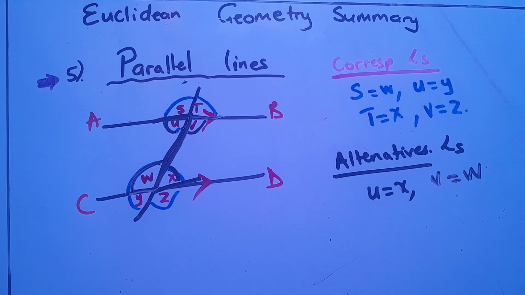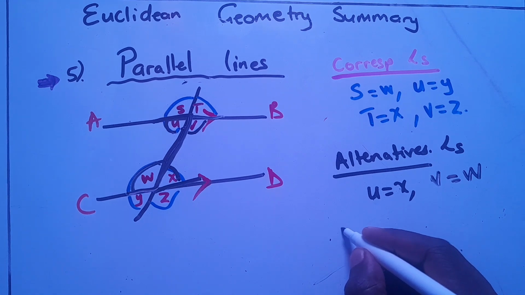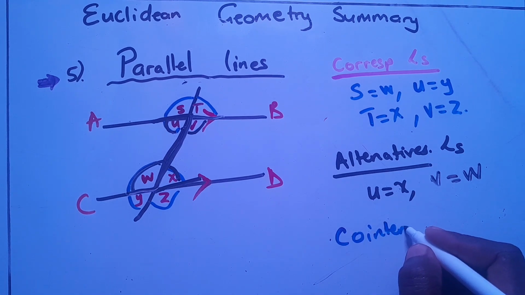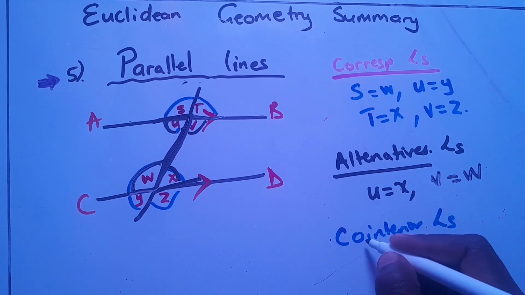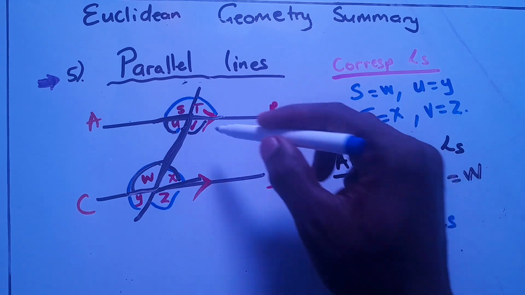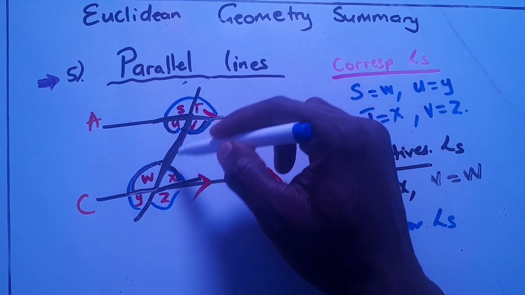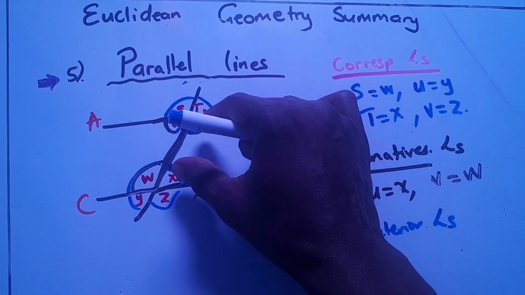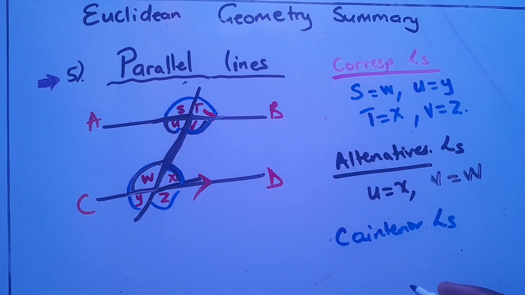And we can also have co-interior angles. Co-interior angles are the ones that are found inside. So this and this, they're inside, so they are co-interior. It means that our V plus our X give us 180. So co-interior angles are supplementary.